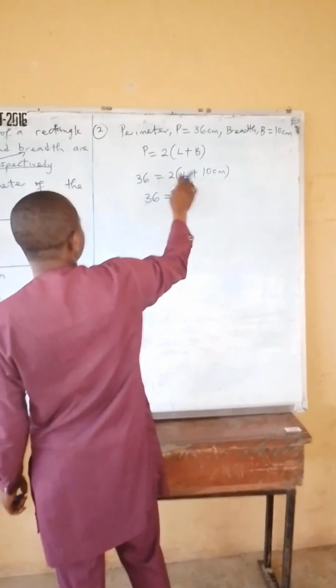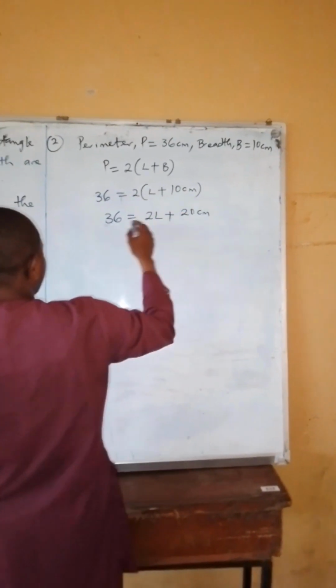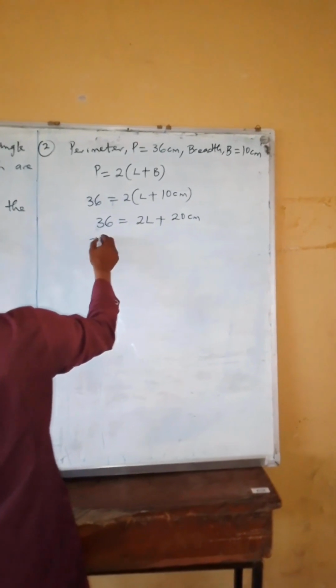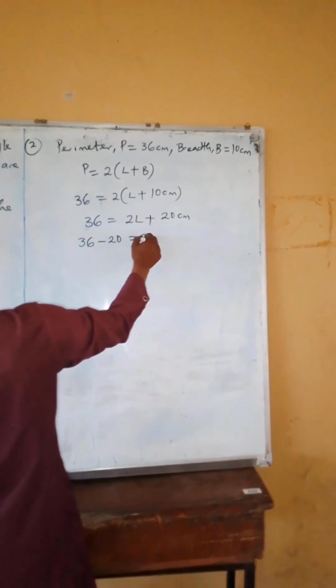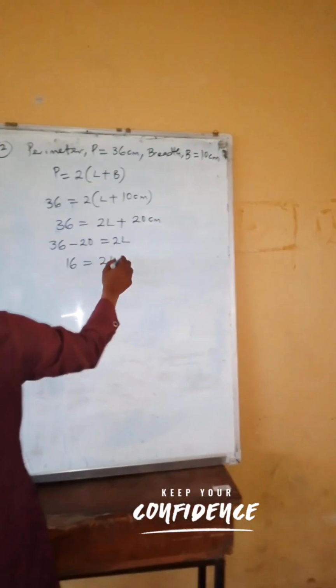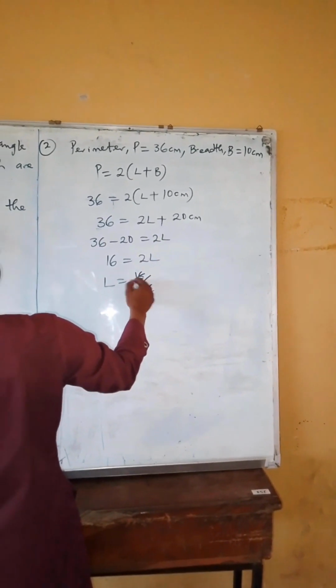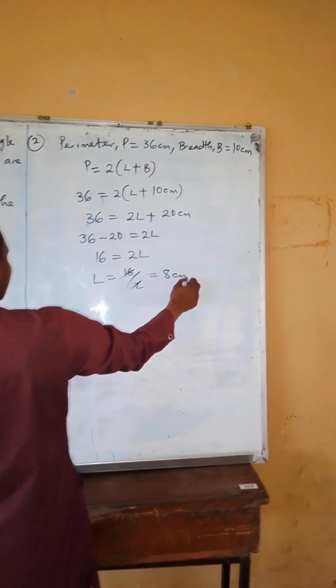36 is equals to 2 times L, 2L, plus 2 times 10, which is 20 cm. So we are going to collect the like terms. So we are going to have 36 minus 20 is equals to 2L. 36 minus 20 will give us 16, which is equals to 2L. And L is equals to 16 over 2, which is equals to 8 cm.